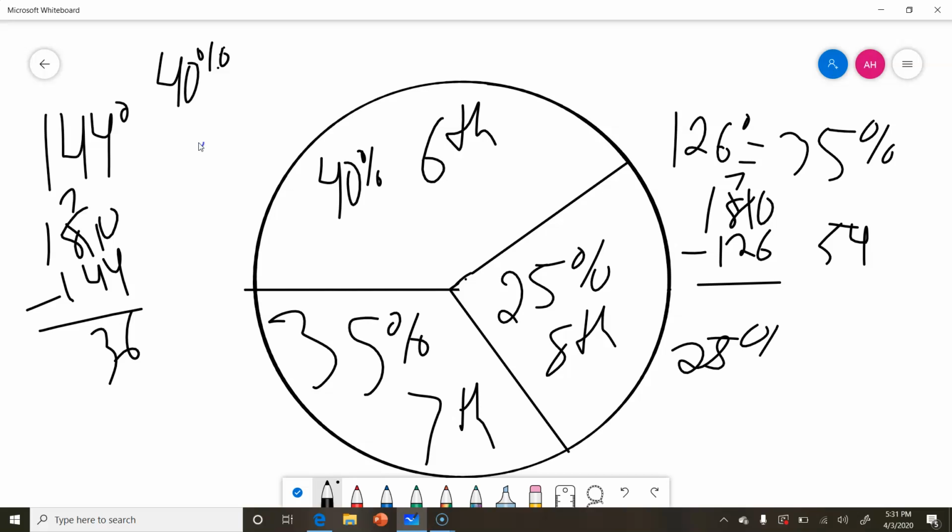Now, 25% was 90 degrees. You can probably just tell with your eyes, this is a right angle. So that means that it is, in fact, 90 degrees. So it means we did it right. Okay, that's pretty much our lesson.